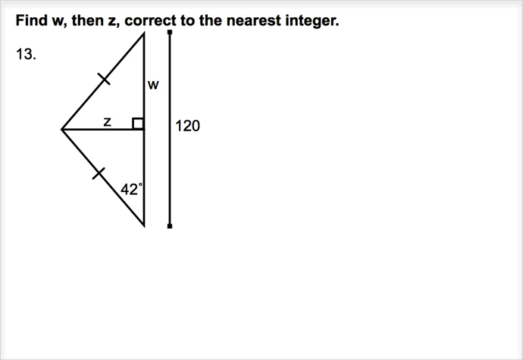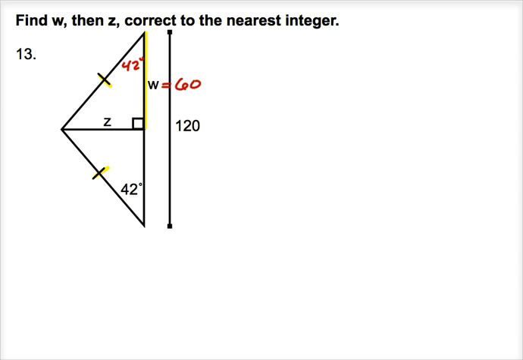Find w, then z, correct to the nearest integer. The first thing I notice about this triangle is that it's an isosceles triangle, which means that since there's a 42-degree angle at the bottom, the angle up here at the top is also going to be 42 degrees. The next thing I notice is that if I have an isosceles triangle and I draw in the altitude, the base ends up getting cut in half. So this w is just going to equal half of the entire base, which means that w is 60.